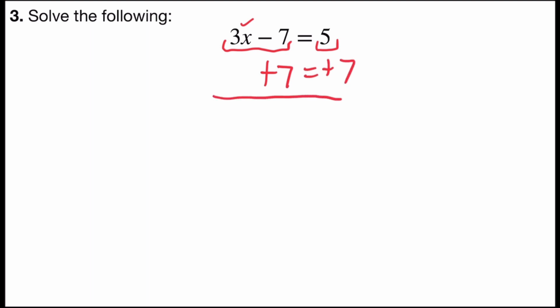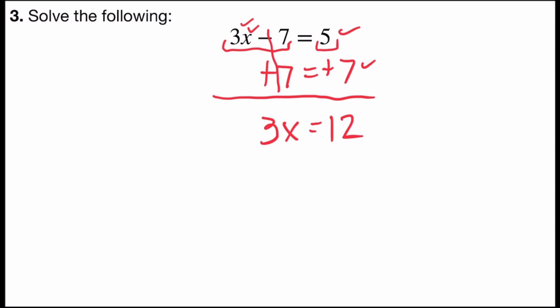That will isolate my 3x on the left side. So negative 7 plus 7 is 0, or as some people say, it cancels out. 0 plus 3x is 3x. And so now my variable is isolated on the left side. On the right side, I'm going to add 5 plus 7 and get 12.